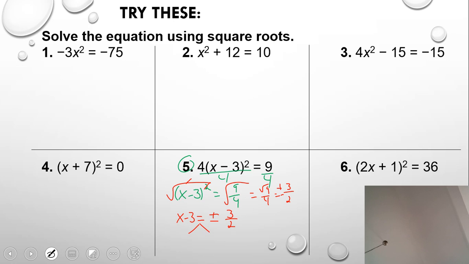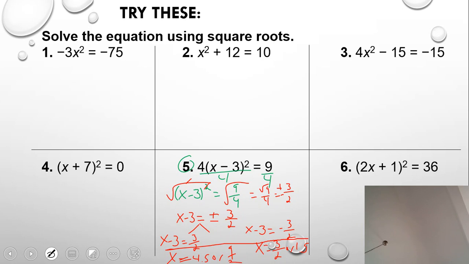And now we could write our two equations as x minus 3 equals positive 3/2, and then x minus 3 equals negative 3/2. Solve for x on both of these, so add the 3 to both sides. On this one, you'll get x equals 4.5 or 9/2. And then over here, you're going to get x equal to positive 3/2 or 1.5. So that's a little bit more of a challenging example there. So I just wanted to show you that one.